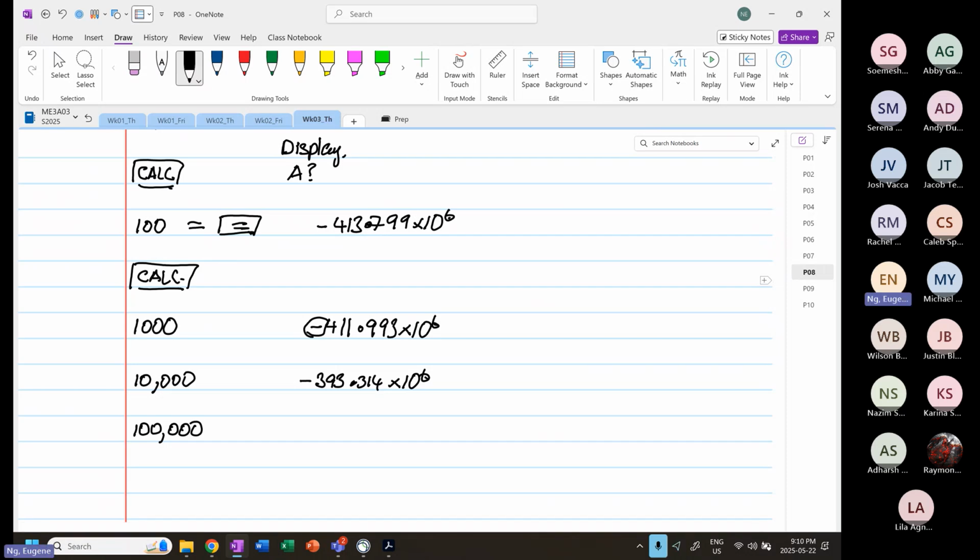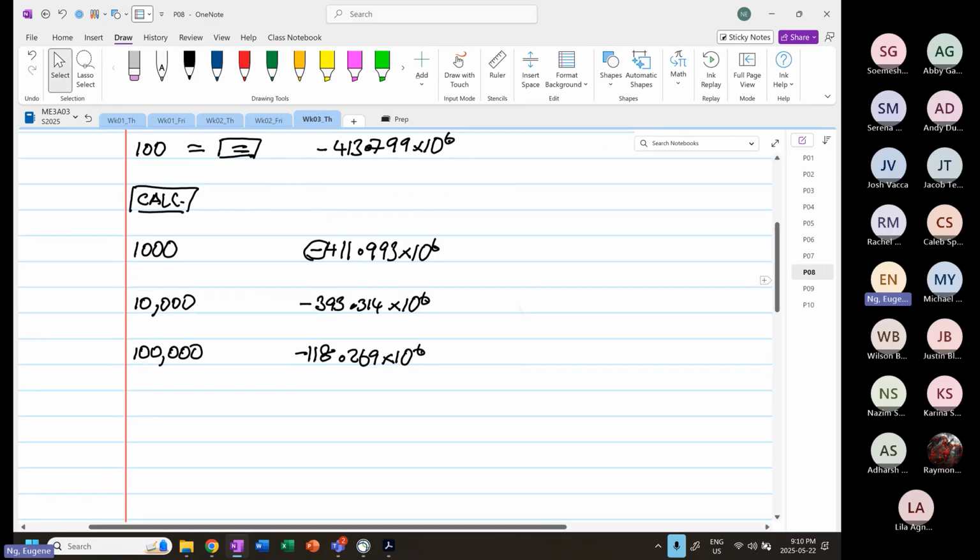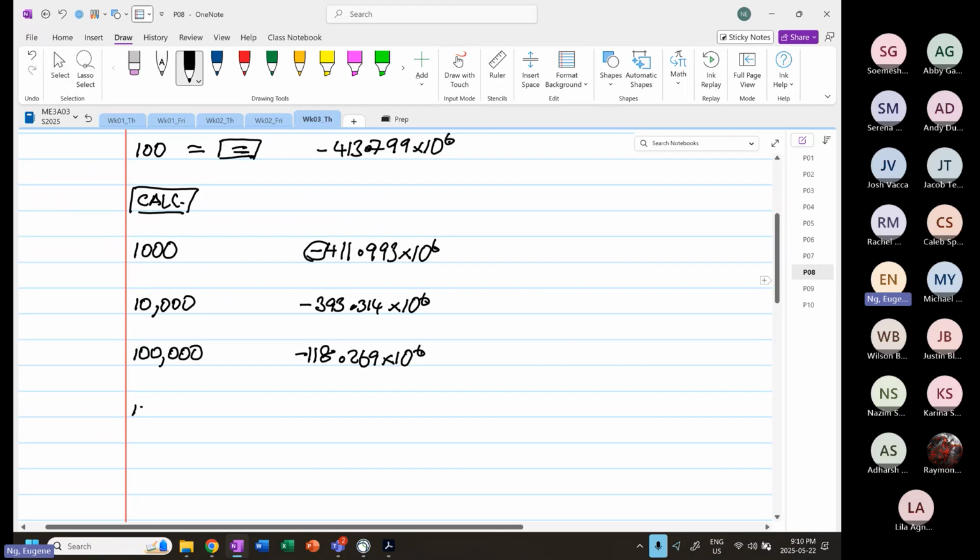Then the next one, I'm going to try 100,000. So CALC 100,000, and then press equal again. Now I'm getting minus 118.269 times 10 to the power 6. Then I'm going to use 1,000,000. Okay, now this is a very big number. Okay, I'm going to CALC 1,000,000. And my value now, it has gone bigger.